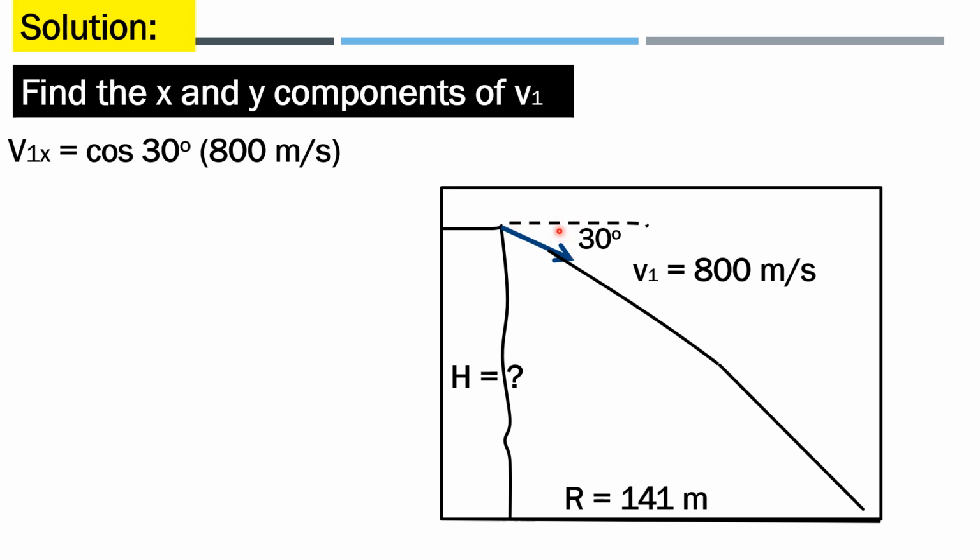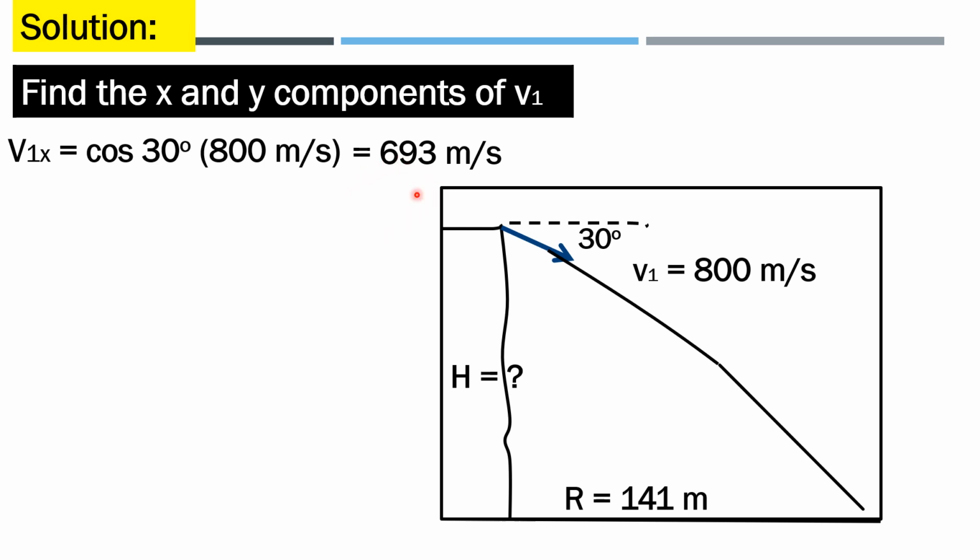All right, so therefore the trigonometric function that is suitable in finding the x component would be cosine. Cosine of the angle 30 degrees times 800 meters per second. Okay, using your calculator, we get that value of B1x, 693 meters per second.